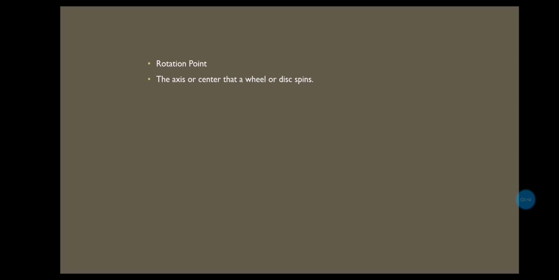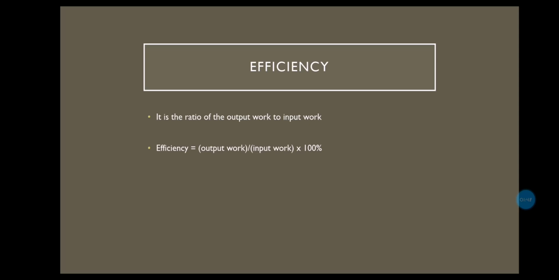Now, the rotation point, the axis or center that a wheel or disc spins. Efficiency, it is the ratio of the output work to input work. The efficiency is output work over input work times 100%.